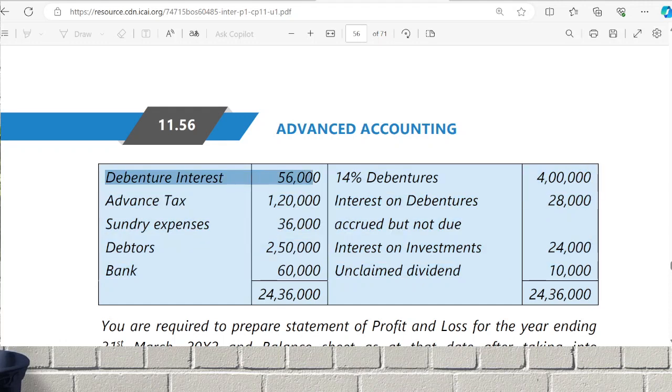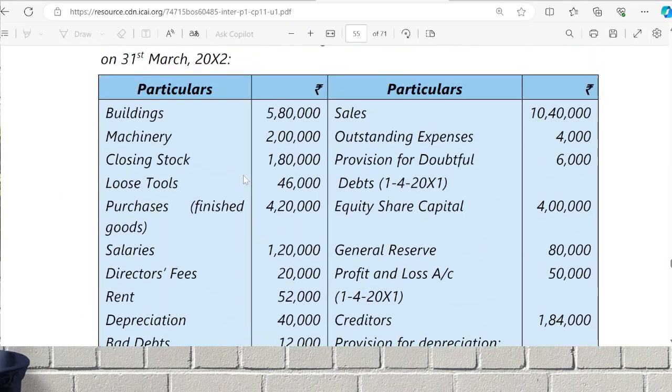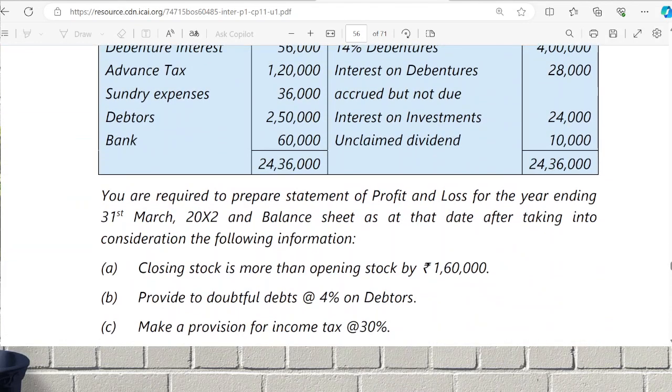The debenture interest 56,000, its outstanding amount is given here. Okay, so this only 24,000 will come as what? Other income. What is the next one? 24,000. Okay. Then purchases. We have made purchases of 4,20,000. What is given next?